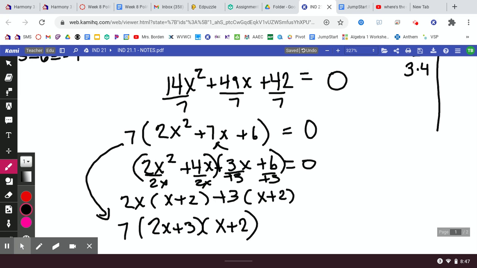Now, do you remember yesterday when I said factoring is like taking apart a Lego car? All the pieces are still there. If I ask you to put it back together, you could put it back together and all the pieces are there. That's why that 7 doesn't go away.